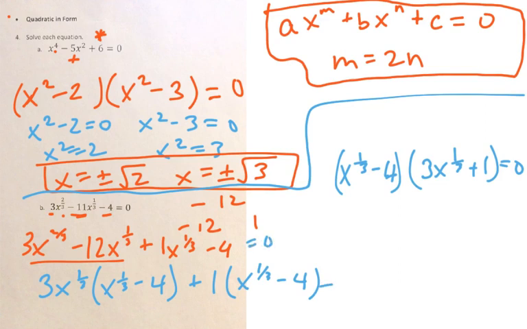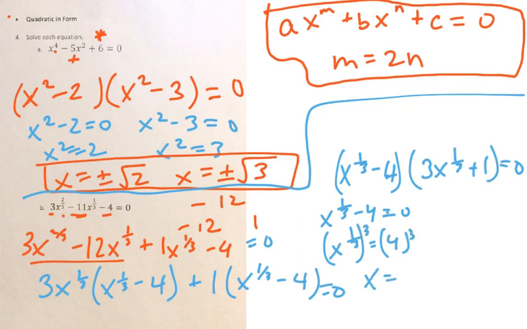Okay, so all of these are equal to 0. Now I can solve each of these. I'm going to take this, x to the 1/3 minus 4 equals 0. So I get x to the 1/3 equals 4. To undo the 1/3, I'm going to raise both sides to the third power. This goes back to previous examples we saw. 4 to the third power is 64.